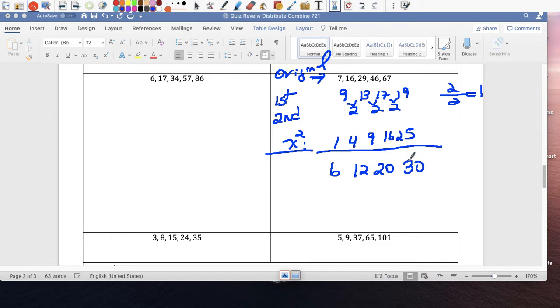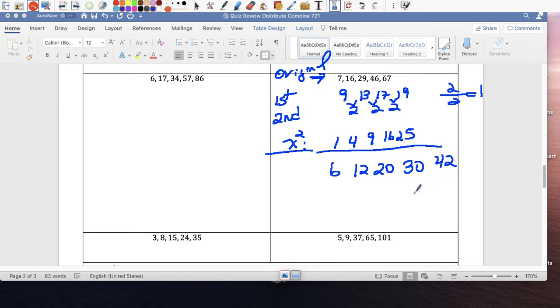46 minus 16 is 30. 29 minus 9 is 20. 16 minus 4. Sorry guys. 7 minus 1 is 6. 16 minus 4 is 12. And 67 minus 25 is 42.